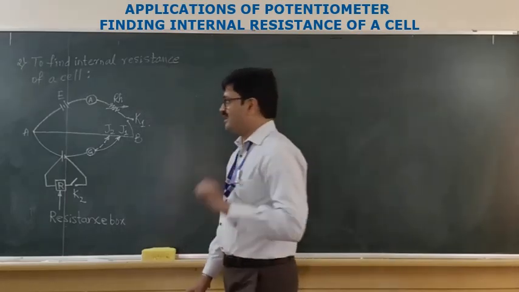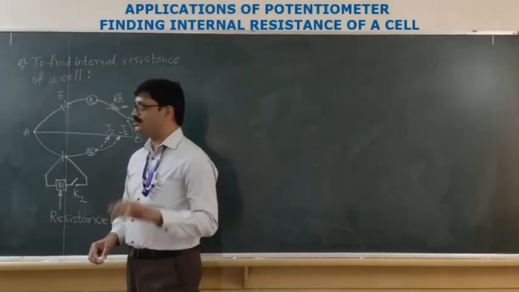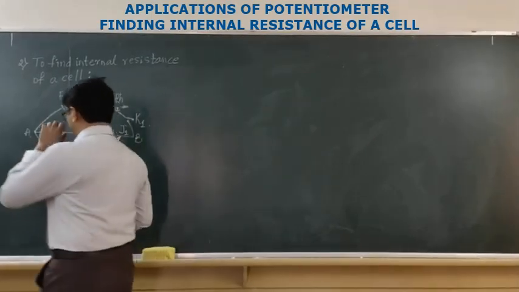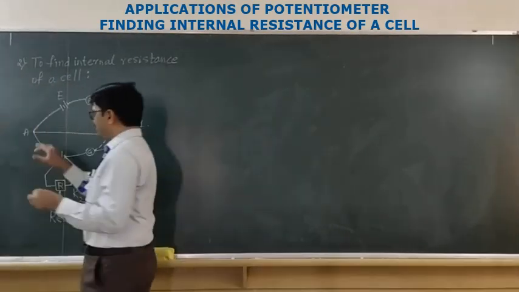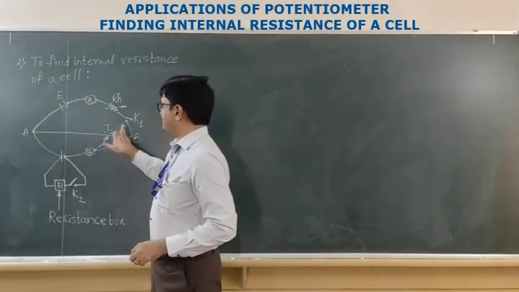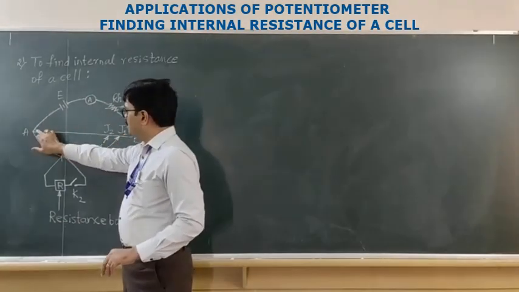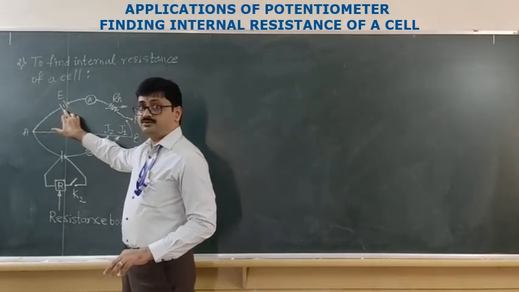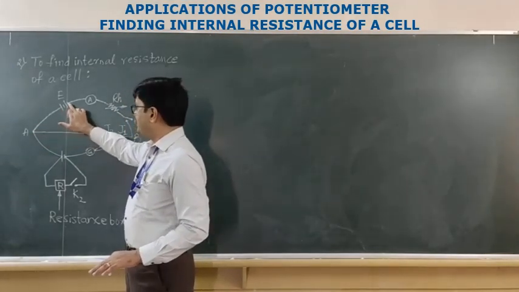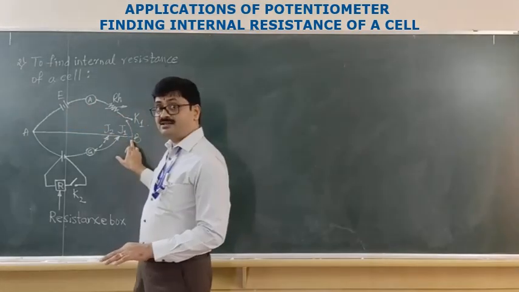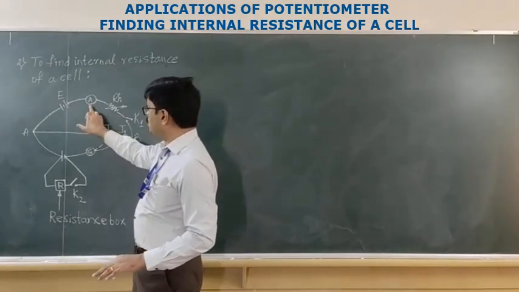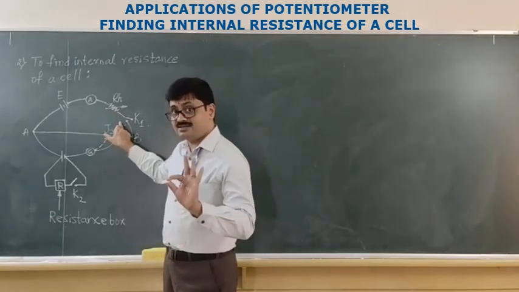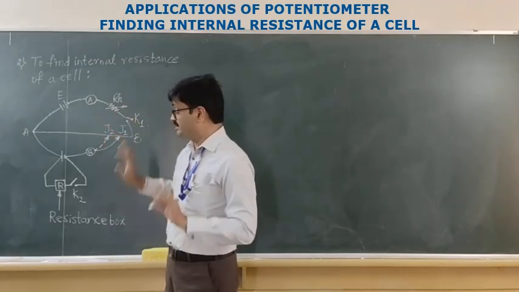The circuit as such, if you just observe here, is a very simple circuit. As I was explaining to you, the auxiliary circuit is almost the same here. End A of the potentiometer wire is connected to the positive terminal of the strong battery, and the negative terminal of the strong battery is connected to end B through a rheostat and key K1. This is the auxiliary circuit as it is.